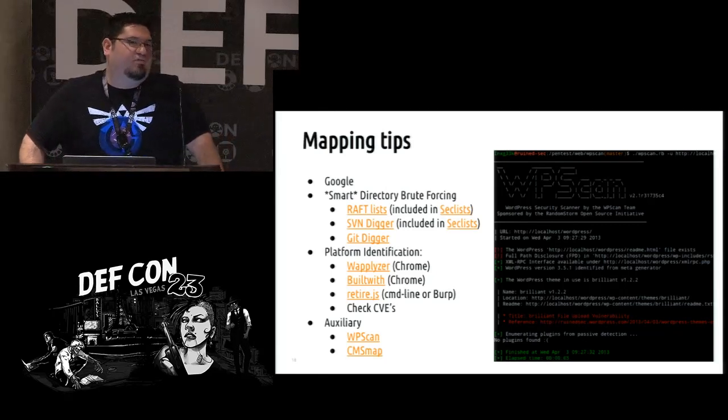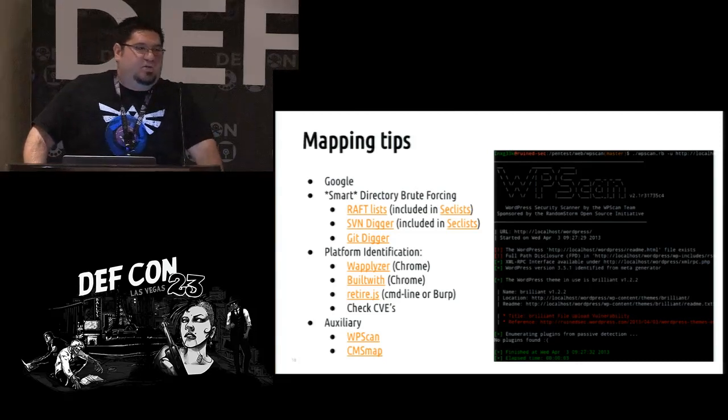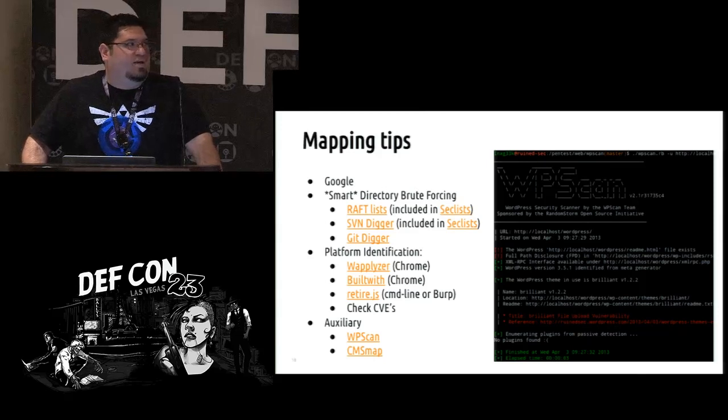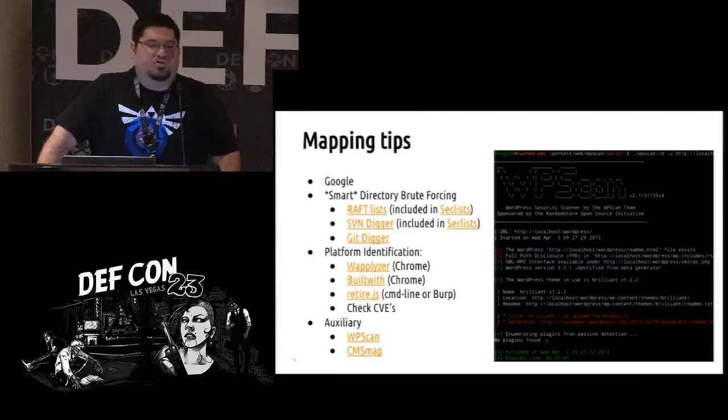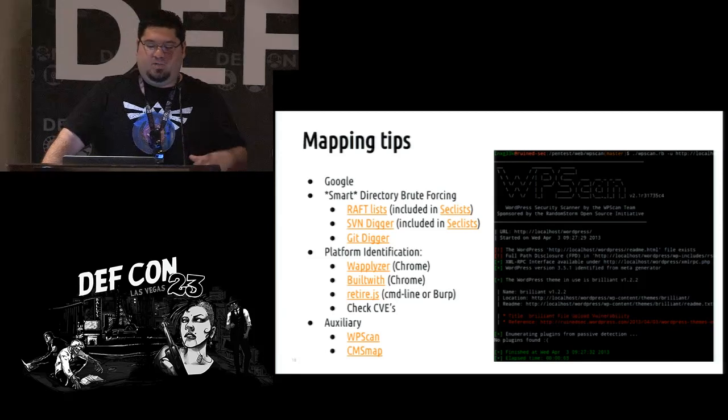Retire.js is one of my new favorites. It will profile all of the JavaScript libraries and tell you if they're out of date, as well as give you all the vulnerabilities that your vulnerable version has. So you'll get a list of prioritized cross-site scripting or whatever is in jQuery at the time, right? And then once you identify all of these servers' version numbers, you just go check for CVEs and server-side stuff. That's pretty standard web stuff, but these are some good tools.